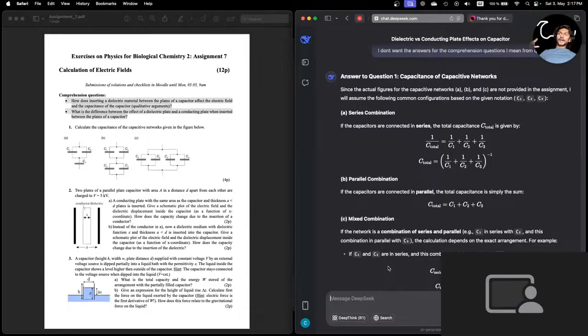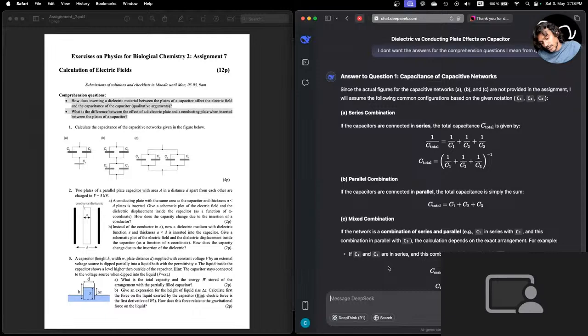So if it's in series, if it's in parallel, you just add them. This is the exact opposite of resistors. Yes, it is very similar but opposite of resistors. So that's C1, C2, and C3.